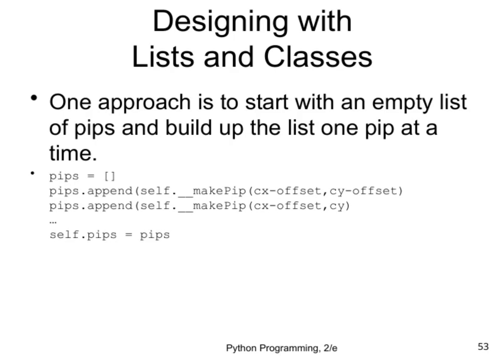Let's explore one effective approach to building a list of pips. We start with an empty list, pips, and then add each pip individually. For example, we initialize pips as an empty list, and then we use the append method to add new pips, like self.makePip with specific coordinates. This process continues, adding each pip one at a time, which provides us with precise control over the placement. Finally, we assign our complete list back to self.pips. This method highlights how using lists and classes together allows us to construct complex objects step by step, making our code more flexible and easier to manage. It's a practical example of designing with lists and classes to build our graphical elements systematically.